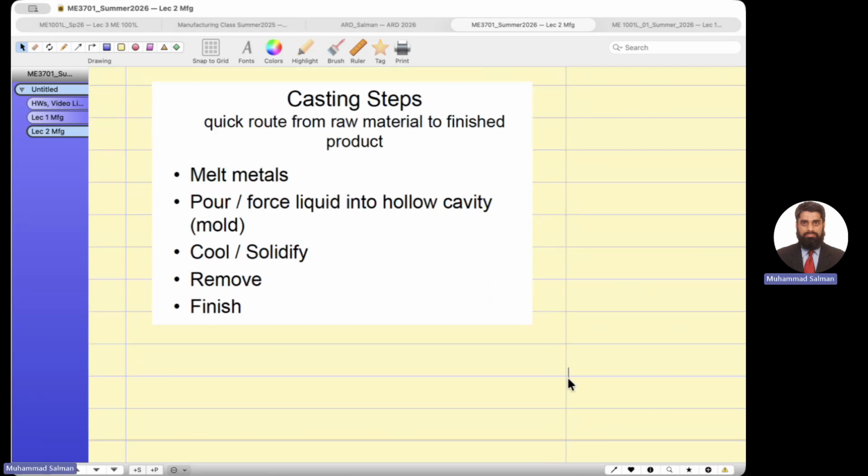So, what is the quick route from raw material to finished product? You melt the metal, you pour or force the liquid into a hollow cavity, which is known as the mold, and you let it cool, which is also known as solidification time. I will give you some formulae to find the time to solidify the casting in later slides. Then you remove the casting and do some finishing, like using a buffer or a little bit of sanding to make the surface shinier.